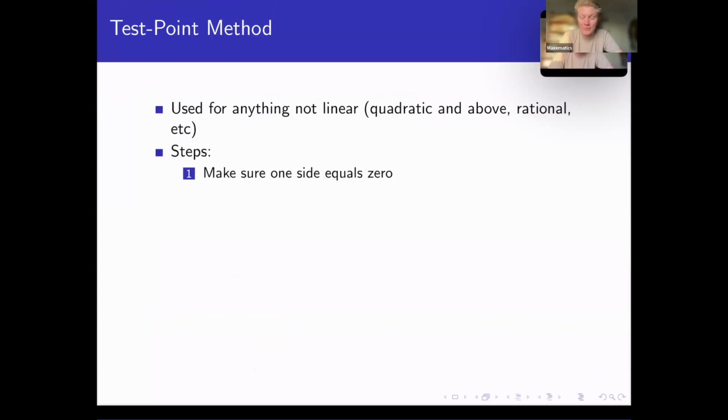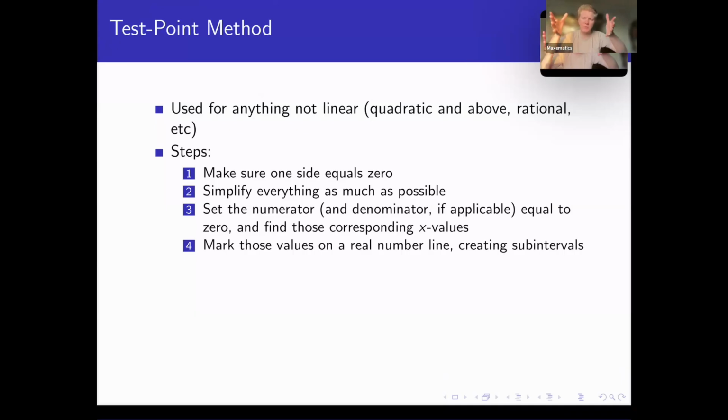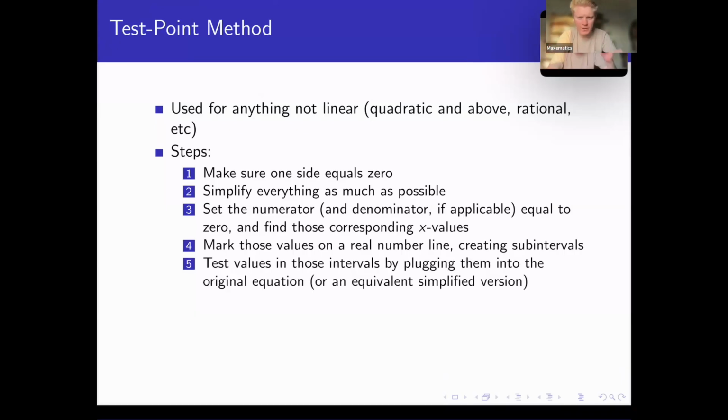The steps are as follows. Make sure one side is equal to 0. We have to make sure one side is equal to 0. We're going to simplify everything as much as possible. And we're going to set the numerator and denominator, if we have it, equal to 0. We want to find all the locations where the numerator is 0 and where the denominator is 0. We're going to put those values on a real number line, which creates multiple subintervals. Okay. And we're going to test values in those subintervals by plugging them into the original equation or an equivalent simplified version that we find, right?